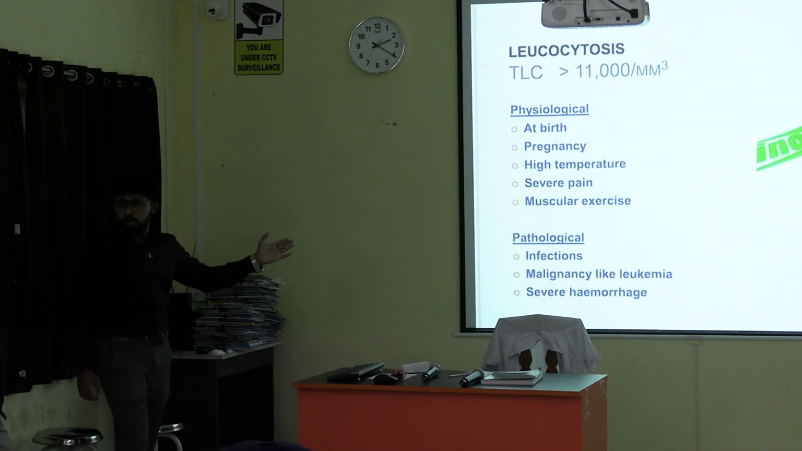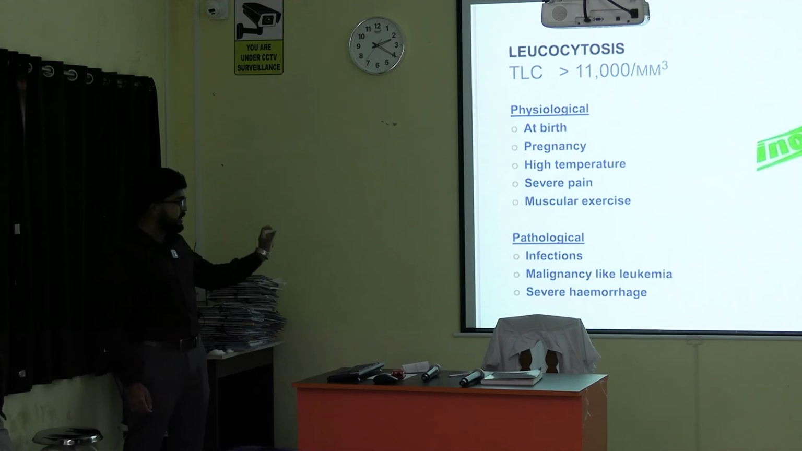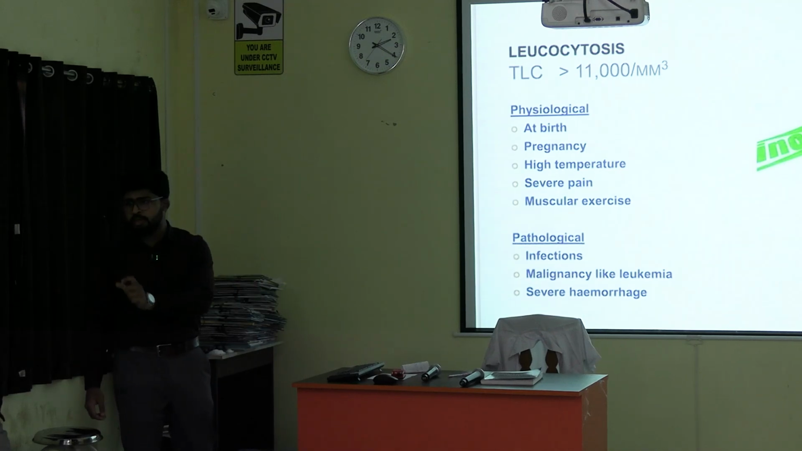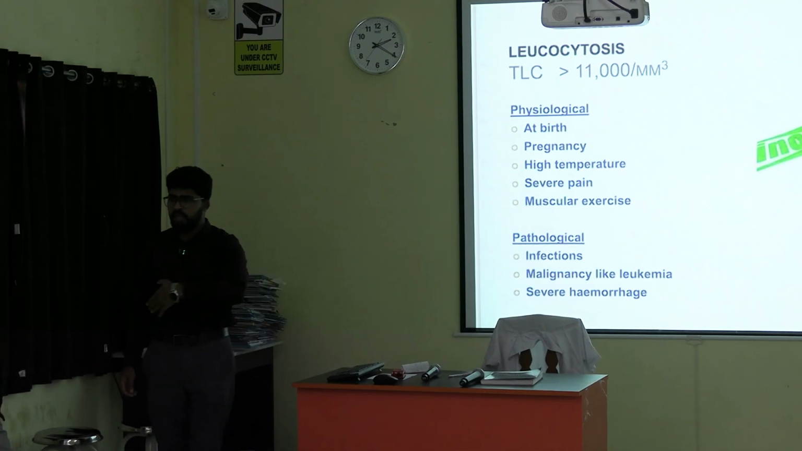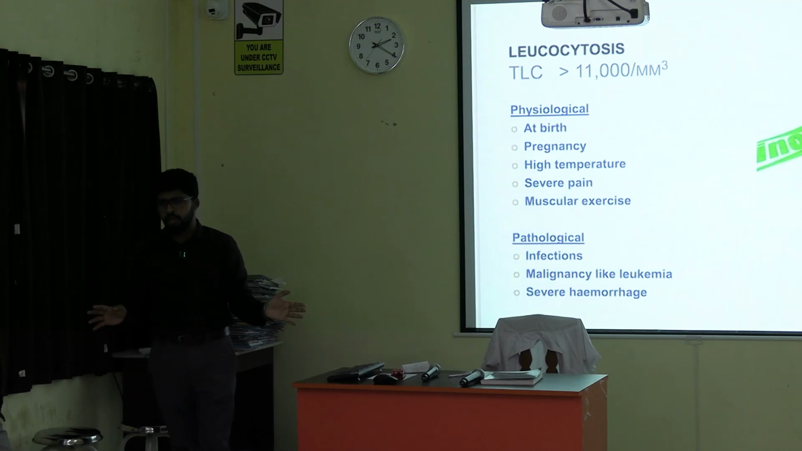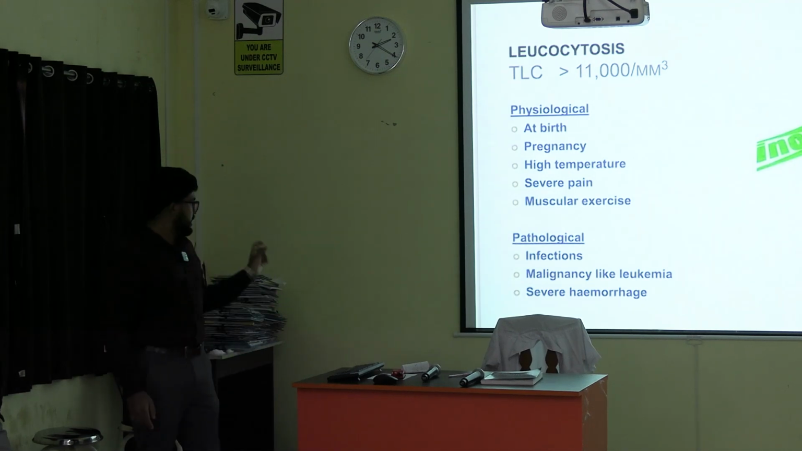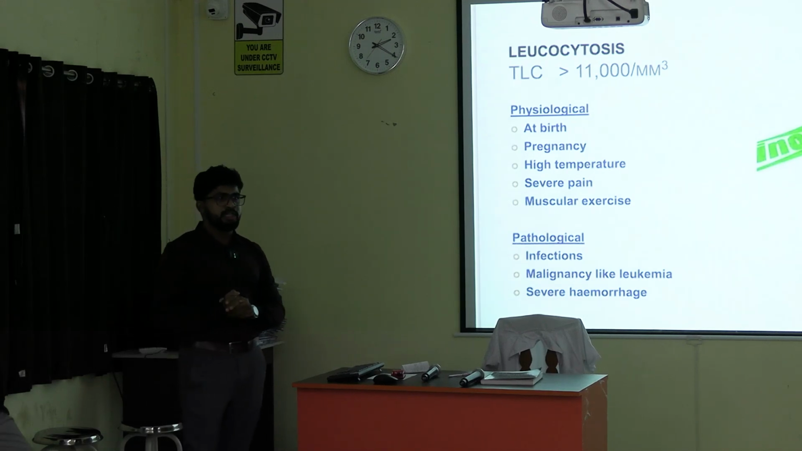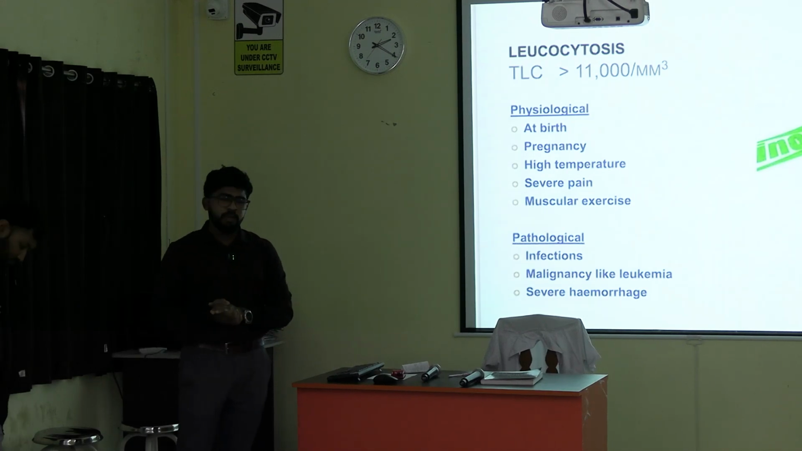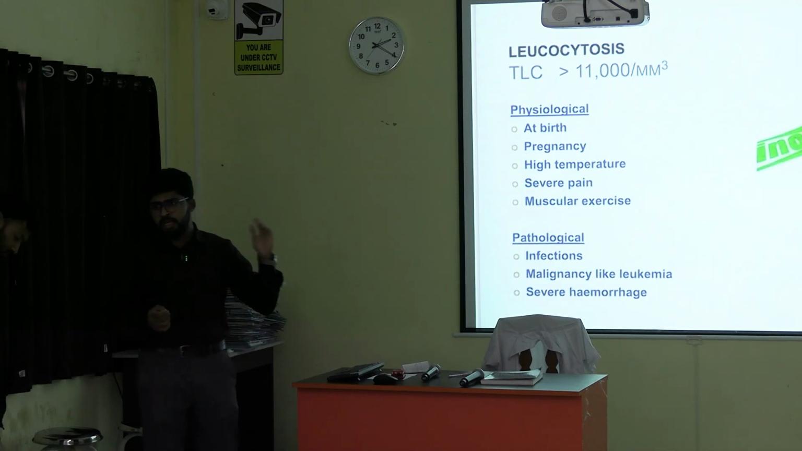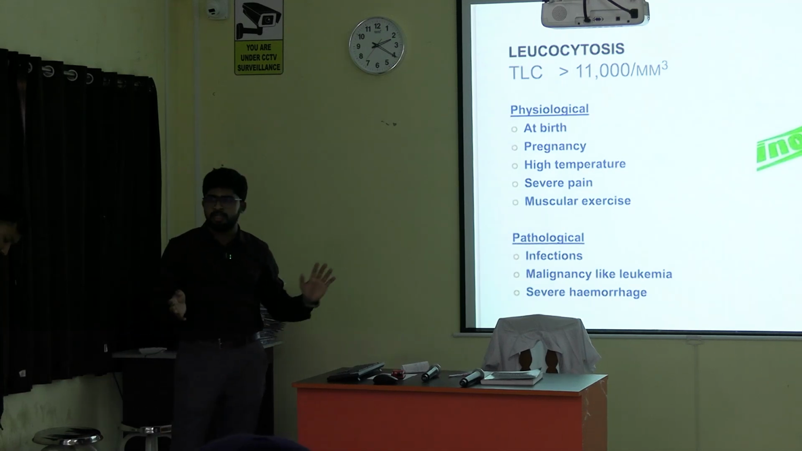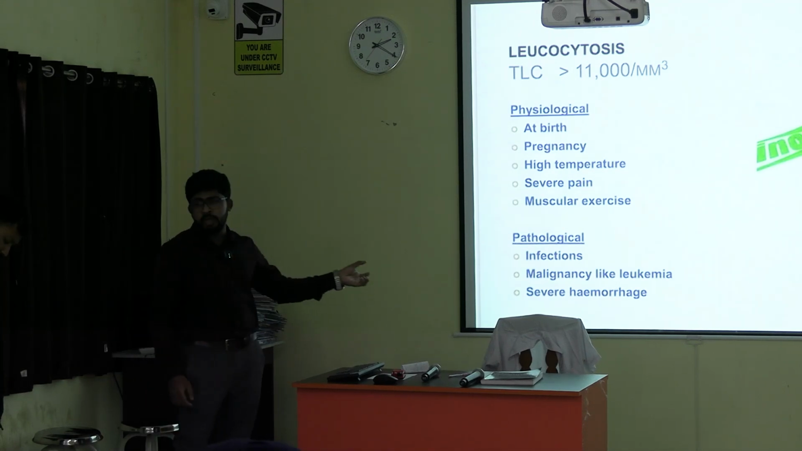Now come the pathological causes. In pathological causes there are infection, there is a malignancy called leukemia, and then there is severe hemorrhage. In infections, the body tends to fight infection, so there is increased production of WBCs, isn't it? In case of malignancy, there is a malignancy called leukemia, which in general terms is called blood cancer, isn't it? Now in case of leukemia, there is leukocytosis which goes beyond 50,000 cells per microliter of blood. This is called leukemia. Then there is severe hemorrhage.